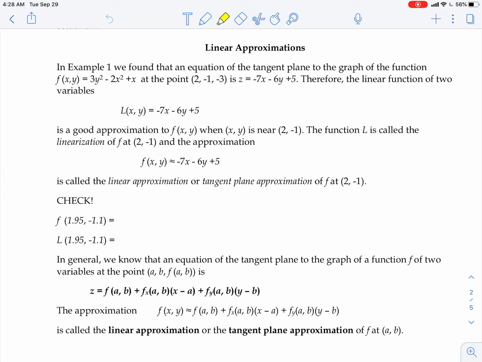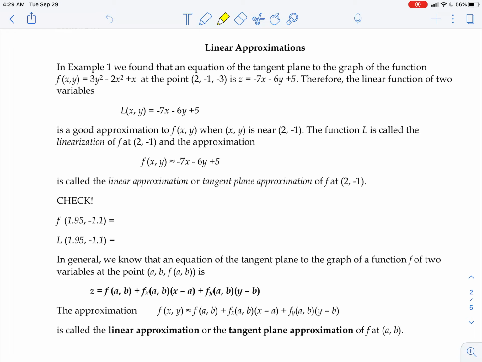Everyone, welcome to the second page, and we're going to talk about linear approximations. Very similar to linear approximation in Calc 1 and Calc 2, where we solved for y, we had our tangent line, m times x minus x sub 0, plus y sub 0, because we solved for y. And we use that to help do our linear approximations.